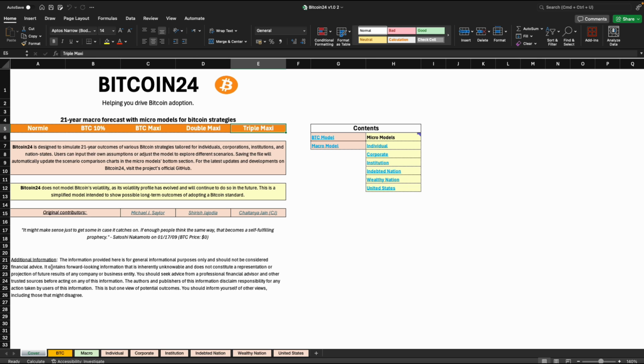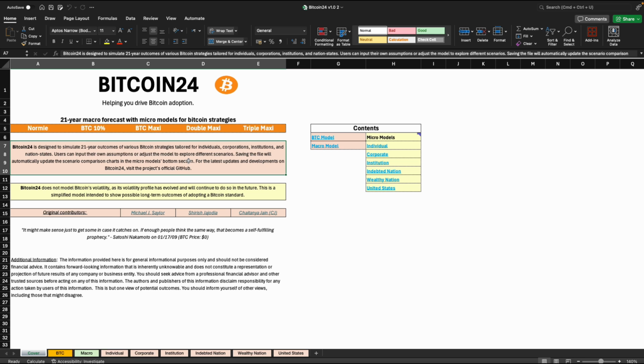Later on, while we are looking at this, we're going to understand what each of these categories entails. This is a quick description of what this model is. Bitcoin24 is designed to simulate 21-year outcomes of various Bitcoin strategies tailored for individuals, corporations, institutions, and nation states. Users can input their own assumptions or adjust the model to explore different scenarios. Saving the file will automatically update the scenario comparison chart in the micro models bottom section. For the latest updates and developments on Bitcoin24, visit the project's official GitHub.